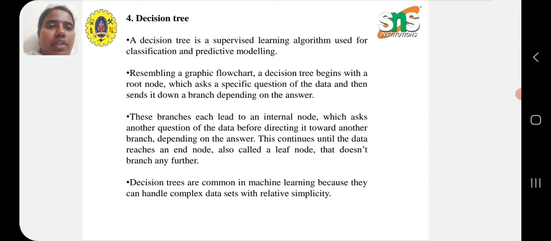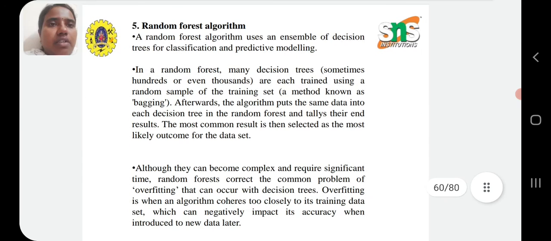These branches each lead to an internal node which asks another question of the data before directing it toward another branch depending on the answer. This continues until the data reaches an end node, also called a leaf node, that does not branch any further. Decision trees are common in machine learning because they handle complex data sets with relative simplicity.